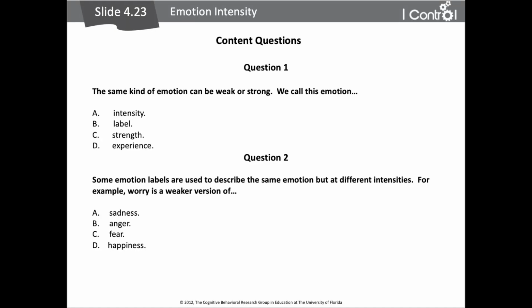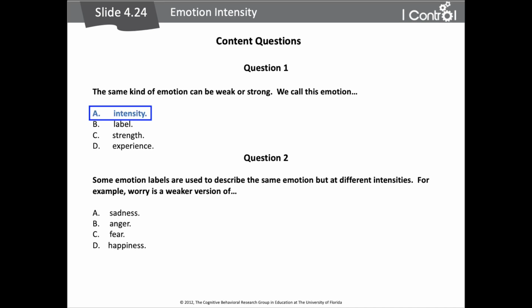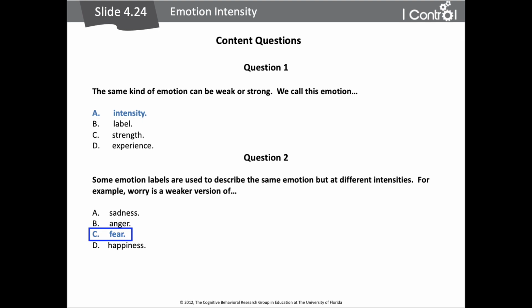Let's turn to the content questions for Unit 3, Lesson 4 in your iControl student workbook to check your understanding of this lesson. Pause the video while you answer the questions. When you're done, press play. For question 1, if you selected A, you are correct. The same kind of emotion can be weak or strong. We call this emotion intensity. For question 2, if you selected C, you are correct. Some emotion labels are used to describe the same emotion but at different intensities. For example, worry is a weaker version of fear.